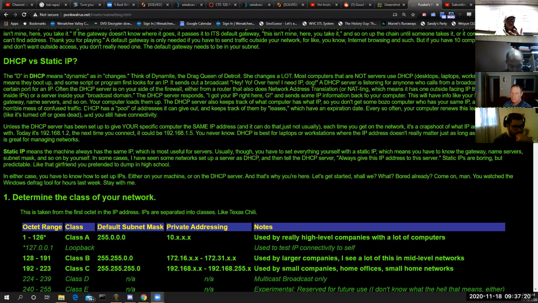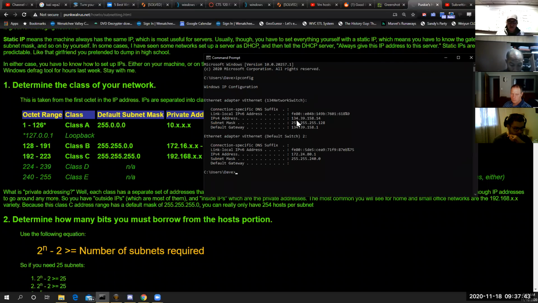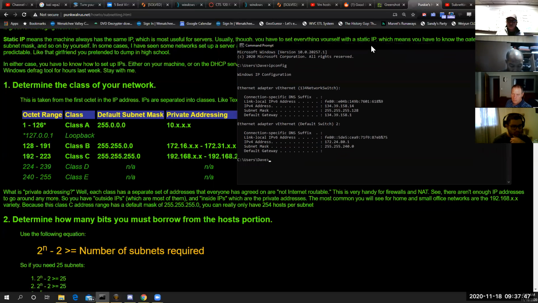But normally, most devices in a network are going to have dynamic addressing. Okay, so once you figure out what your address is, and you can do this using ipconfig, you open up ipconfig and you see what your address is. So here's mine.